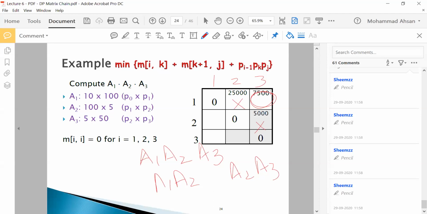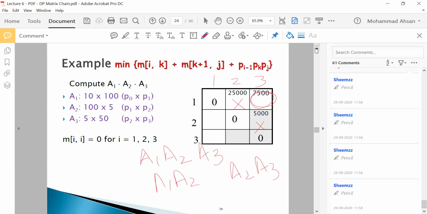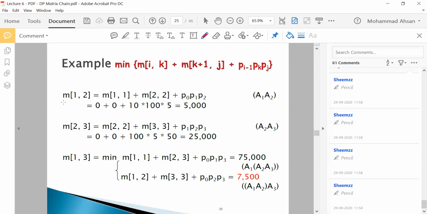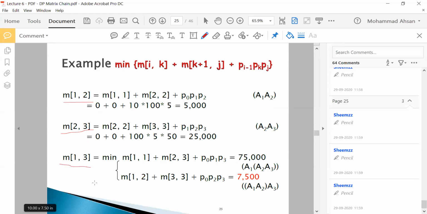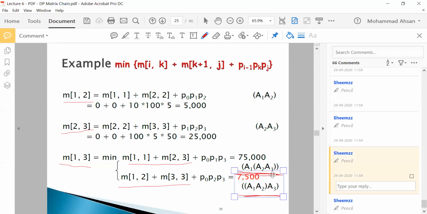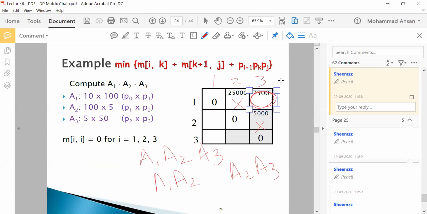So if you see in the next slide, like I said, we have to calculate A1,2 and A2,3. So A1,2, we get 5,000 using the formula. A2,3, you get 25,000. A1,3 means, if you see here, where you're going to put the K value. K can be 1 and K can be 2. So if K is 1, you get M1,1 and M2,3. If K is 2, you get M1,2 and M3,3. That is this parenthesization. And you get the two values, and 7,500 is smaller. So this is what will be put in the final answer here, this one, okay?